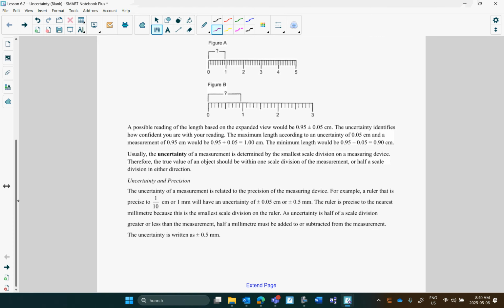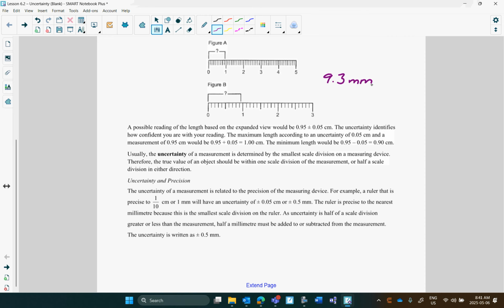But how we calculate it using uncertainty is we write down what we think the measured value is, and then we account for the uncertainty. It could be a little bit more than that. It could be a little bit less than that. So how do you calculate the uncertainty? Let's say we're going to the nearest millimeter for this one, not centimeters. So we could say maybe 9.3 millimeters.